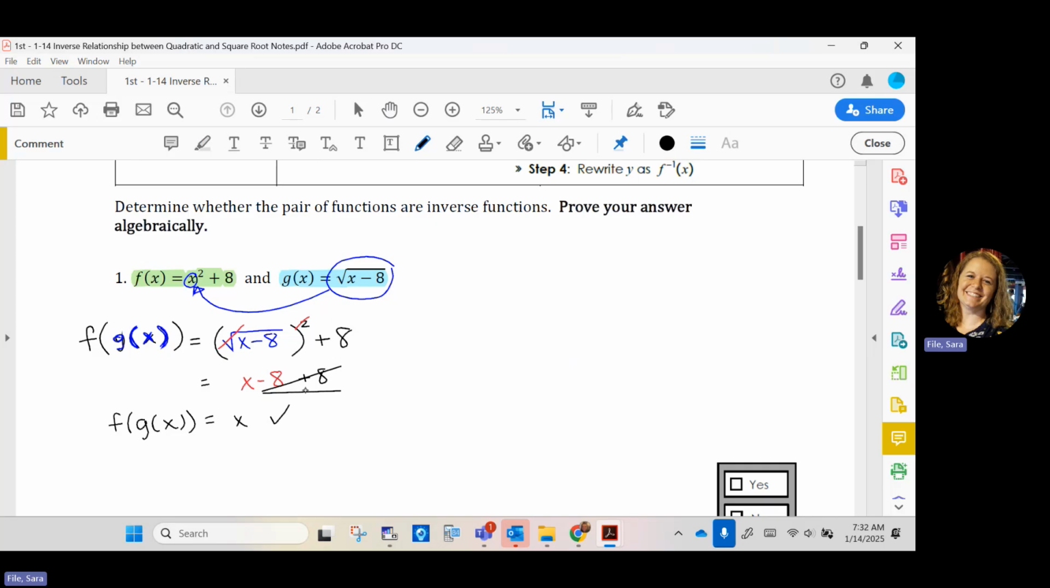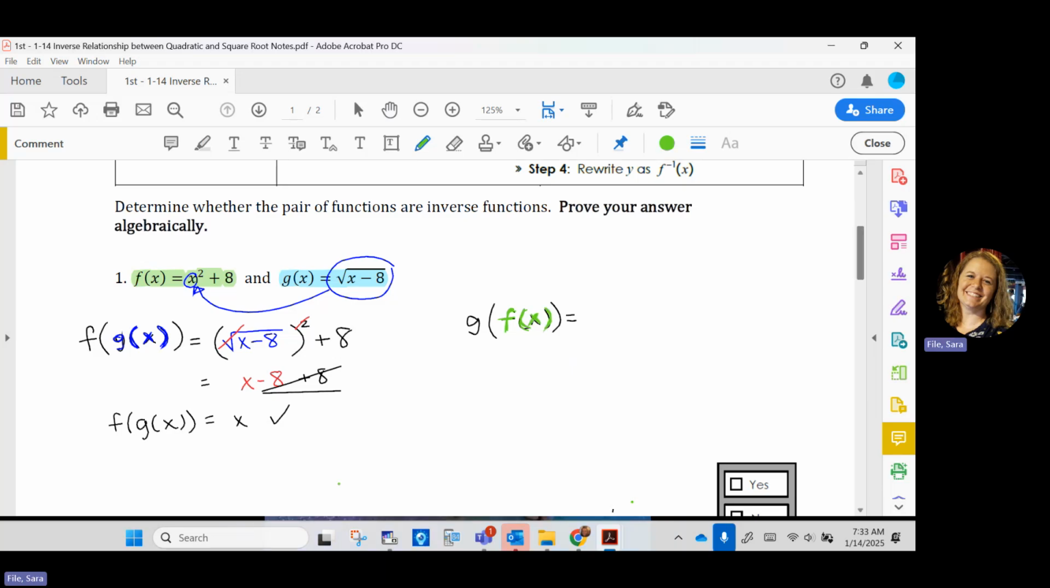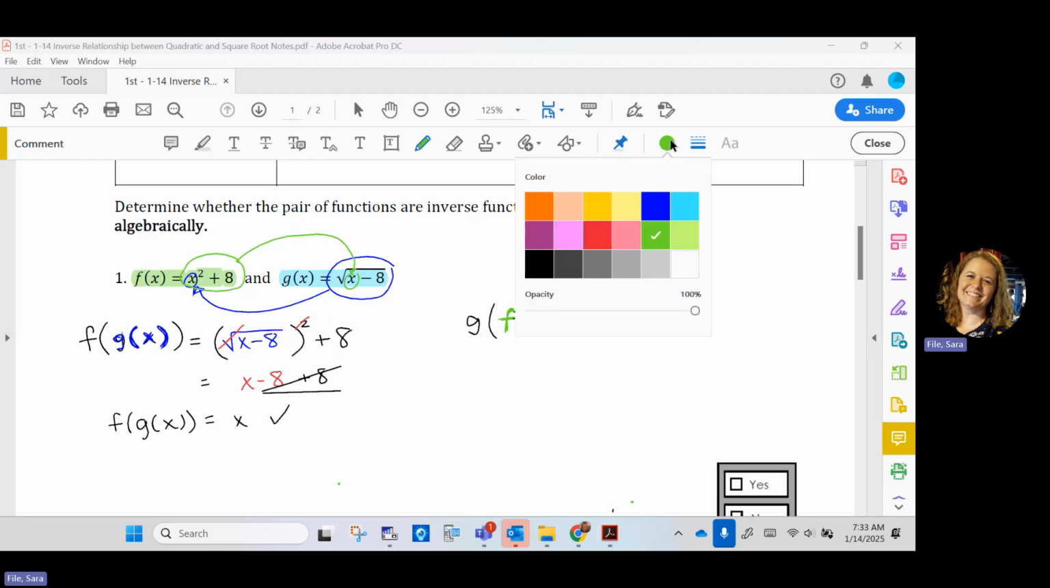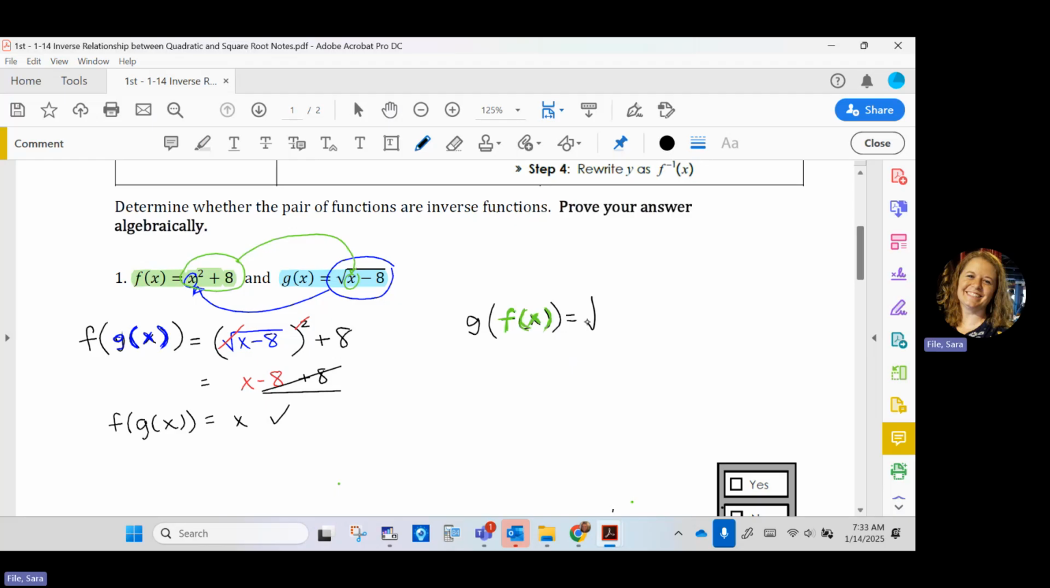But it should work the other way as well. I should be able to have g as the outer function and plug f of x in. So now this is going to go opposite. I'm going to put the f of x function as the input inside the g function. So I'm going to take this expression and plug it in here for x. It would look like this: I would have the square root, then instead of x, I'm going to plug something in here, and then I have the minus 8. What I'm plugging in is the entire f of x function, which is x squared plus 8.